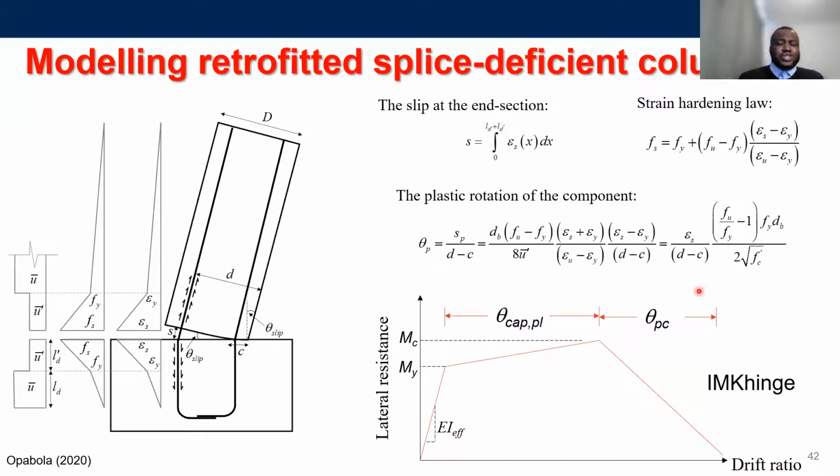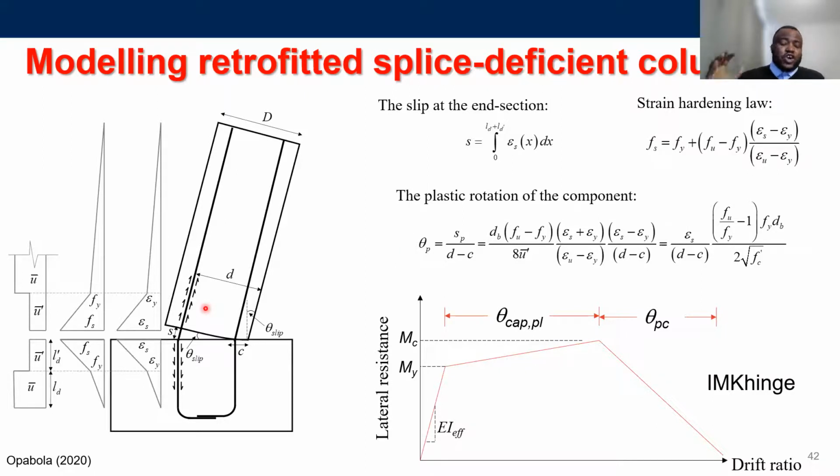Another interesting way to capture this is something which I did during my PhD. The idea is basically developing an IMK hinge type of model to capture this. To do that, you look at the slip that happens at the interface. And if you integrate the slip by looking at the strain penetration length, and assuming a strain hardening law for your bars, you can work out the amount of plastic rotation that you need given a slip at the interface.